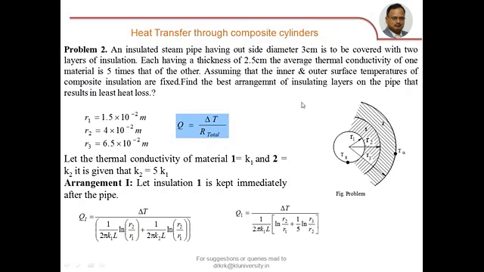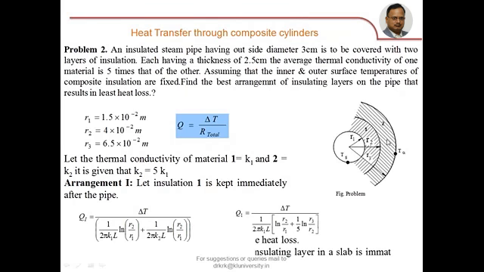Assuming that the inner and outer surface temperatures of the composite insulation are fixed, that means the temperature at the end of R1, that is Ts, and T alpha are fixed. Find the best arrangement of insulating layers that results in least heat loss. Very interesting question. That means if I keep insulation 1 and then immediately after that insulation 2, what is the heat transfer?